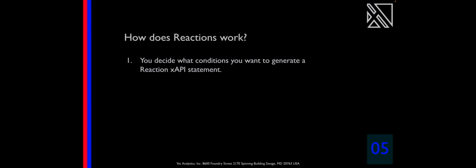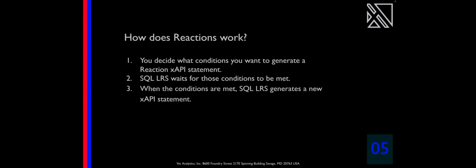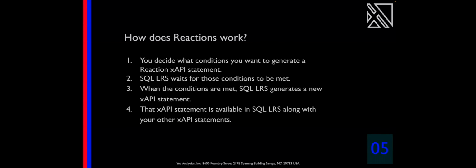So how does it work? First, you decide what conditions you want to generate a reaction xAPI statement. Second, SQL LRS waits for those conditions to be met. Third, when the conditions are met, SQL LRS generates a new xAPI statement. And fourth, that xAPI statement is available in SQL LRS along with your other xAPI statements.